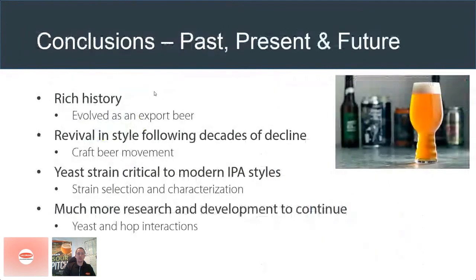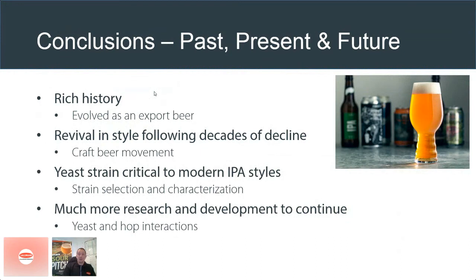So just to conclude very quickly, obviously we have this very rich history in IPA. It evolved as an export beer, and we've got all these fantastic stories, starting with George Hodgson and the East India Company, and then the Burton brewers like Bass and Allsopp taking over production. The craft beer revolution from the late 70s onwards has really revived interest in the style following decades of decline, and now, 40 years or so from the start of the craft beer revolution, we've seen this explosion in diversity of IPA styles. And hopefully I've got across that the selection of yeast, the yeast strain, is critical to defining the modern IPA styles and achieving these beers very accurately. So strain selection and characterization is very important.